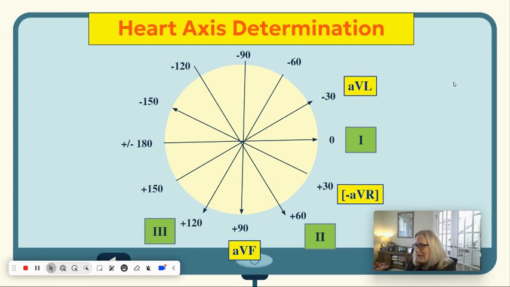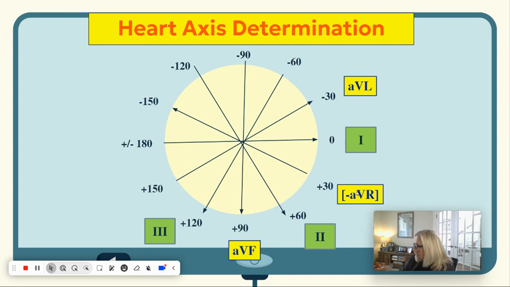Okay, so negative 30, I want you to write next to negative 30, AVL. I'm going to put a box around mine just so I can see it a little better. And 0, put Roman numeral 1, positive 30. Now notice how this is written as a negative AVR. There's a reason for that, and I'll show you why in a moment. Okay, so write it negative AVR. And your 60 is Roman numeral 2. Positive 90 is AVF. And positive 120 is 3.